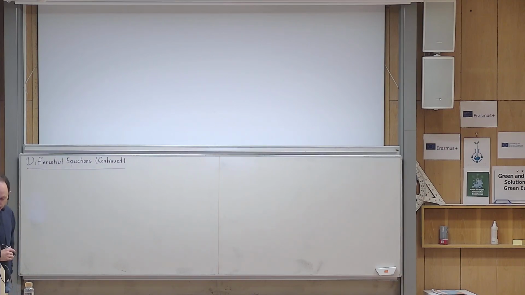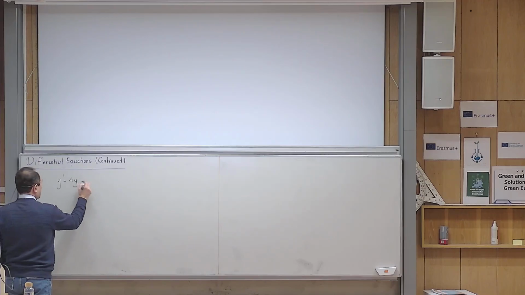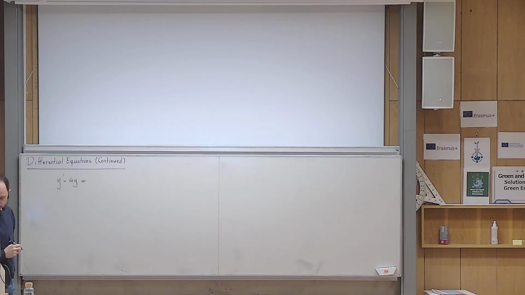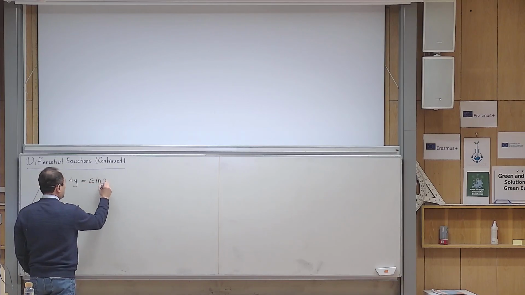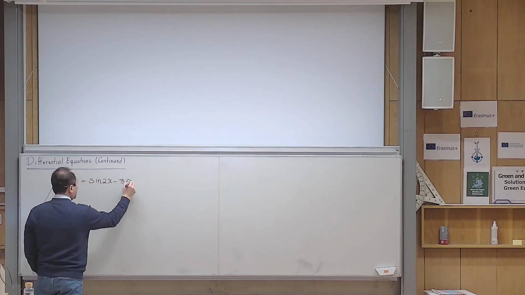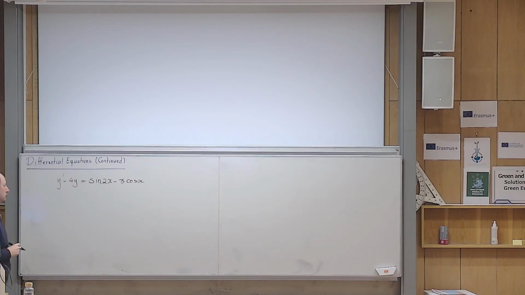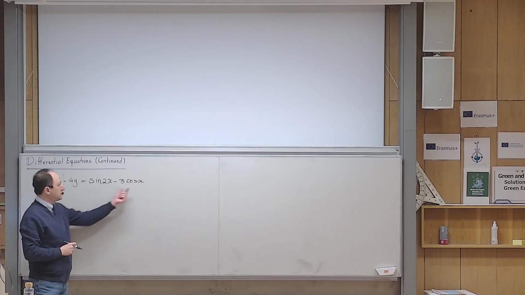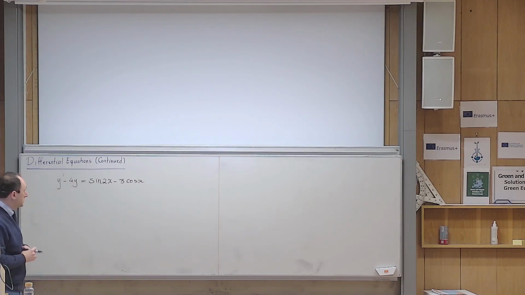So the equation was this equation: y prime minus 4y equals sine 2x minus 3 cosine x. In one problem, we solved something similar, but they had the same angles in front of sine and cosine. These have two different angles.